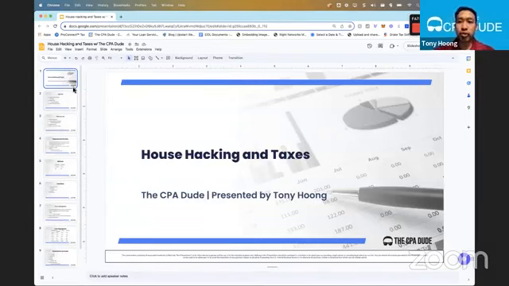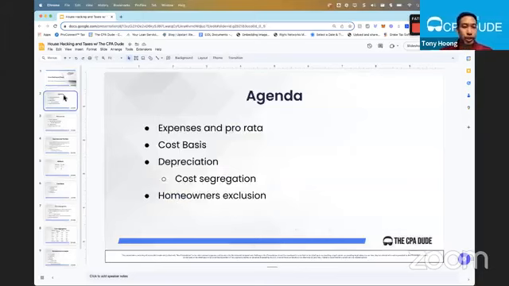All right, sweet. So talking about house hacking and taxes tonight. The agenda will be going over expenses, pro rata rules regarding house hacking, your cost basis that you should keep track of, and what to add or subtract from your cost basis when you're house hacking, depreciation, and possibly using cost segregation with it, and talking about the homeowners exclusion.